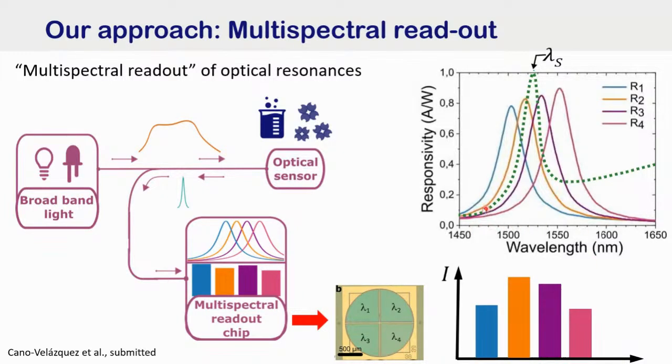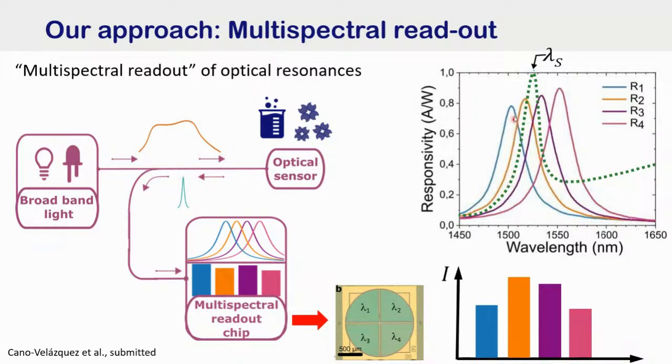Then we will place the response. I won't go into detail of this, but basically it's the same kind of structure that I showed before, the same kind of device, a resonant cavity detector. So we would place the responses of the 4 pixels around the peak that we want to measure. And this is actually a measured reflection peak from one of these sensors. And then the idea is very simple.